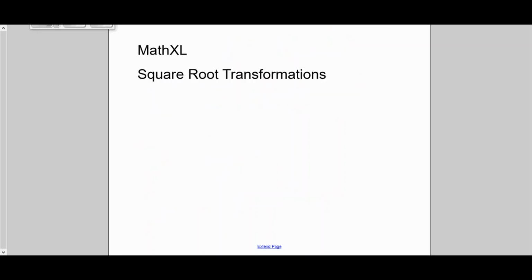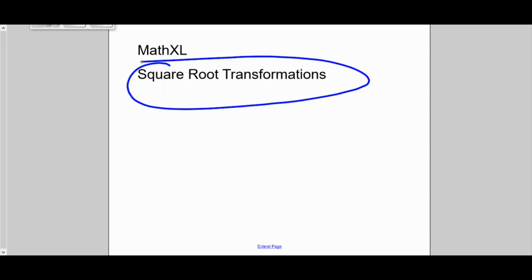So there is a practice assignment for you to do in MathXL. It's called square root transformations. You should be able to do that assignment.